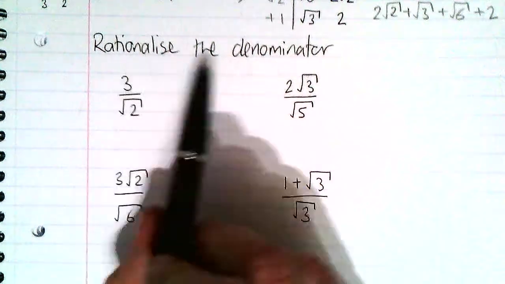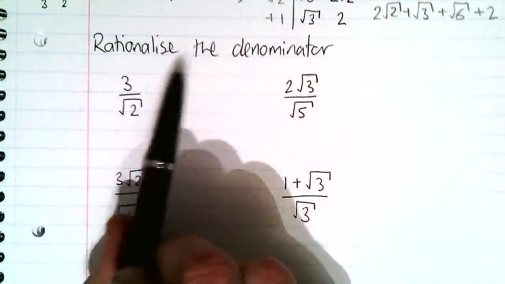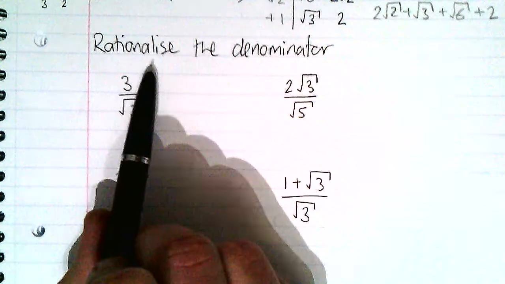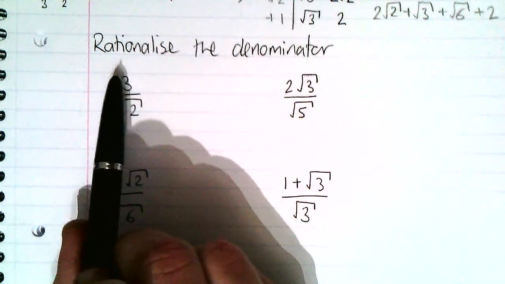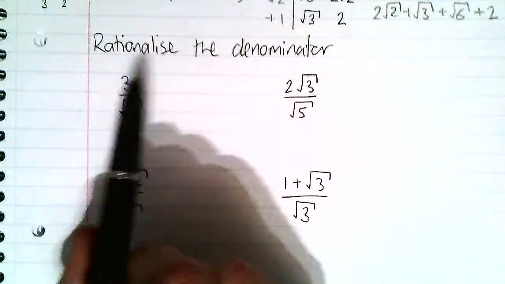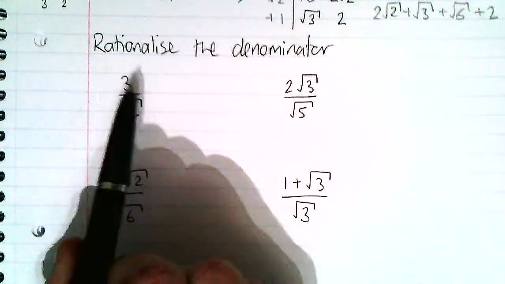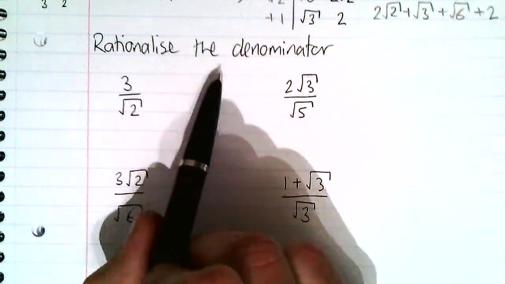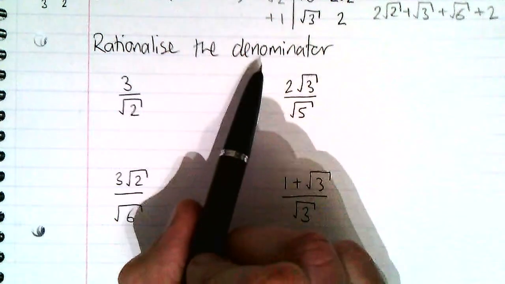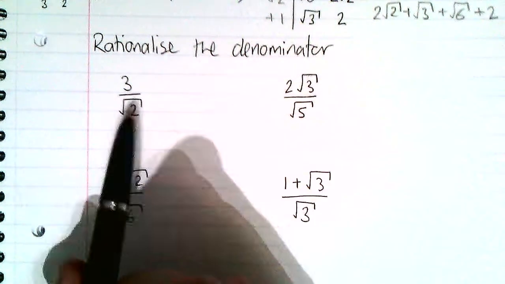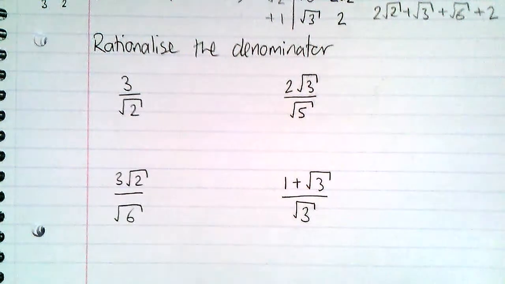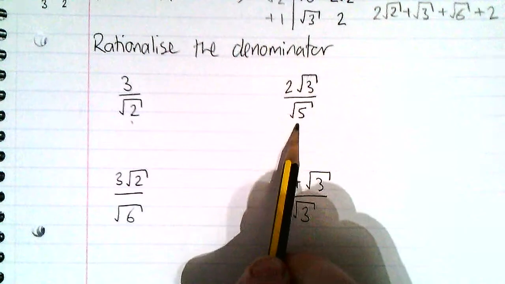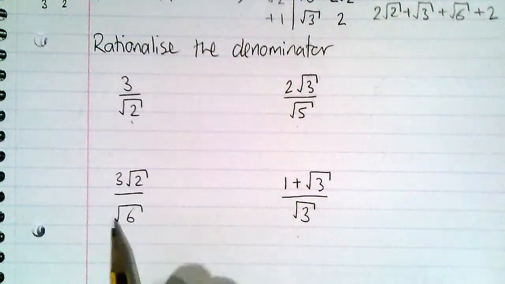So rationalize the denominator is exactly what it says. It wants you to rationalize the denominator. Now there's vocabulary steeped in here, so we need to break this down and understand what we're talking about. The one word here that you will know is denominator. Denominator, we know, is the bottom number of the fraction. So here, this is talking about the bottom number on these fractions: the root 2 here, the root 5 here, the root 3 here, and the root 6 here.